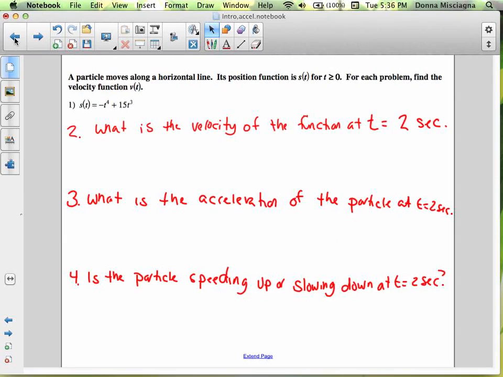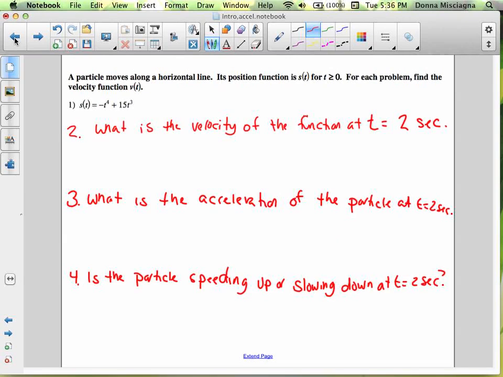Yeah, all right. So a particle moves along a horizontal line. Its position function is s of t for t greater than or equal to 0. For each problem, find the velocity function. All right, and then we're going to do a little bit more than that because that's just way too easy.